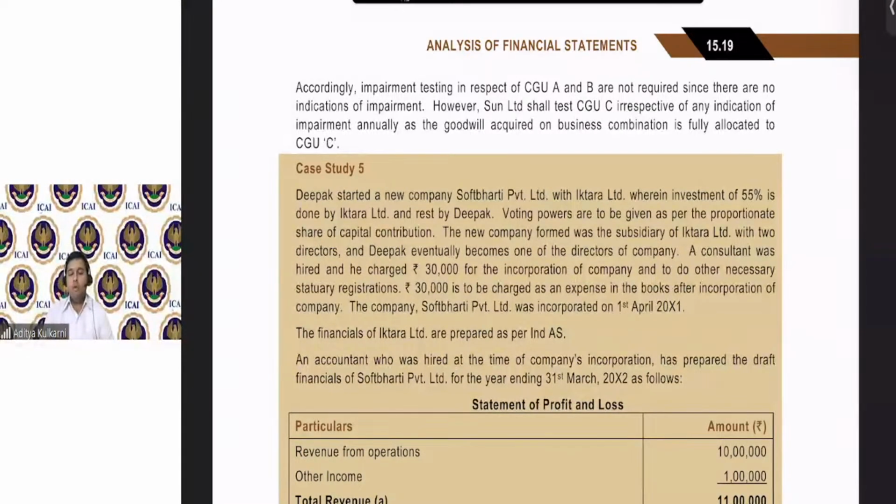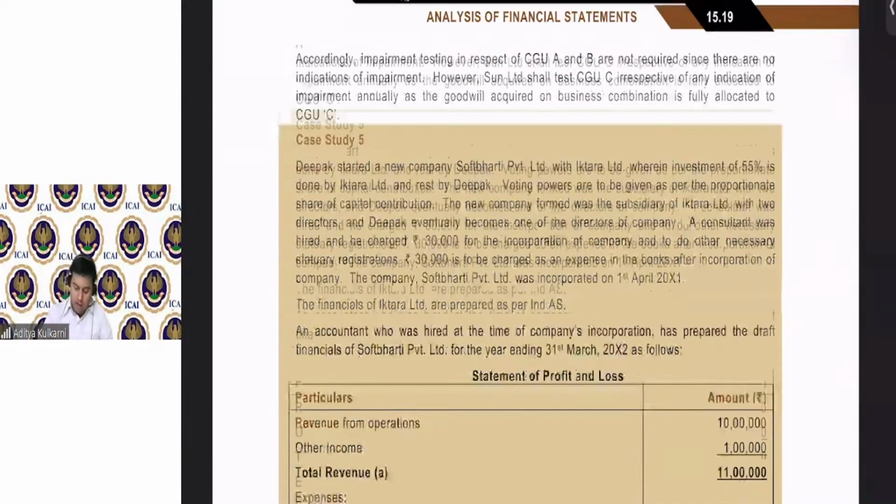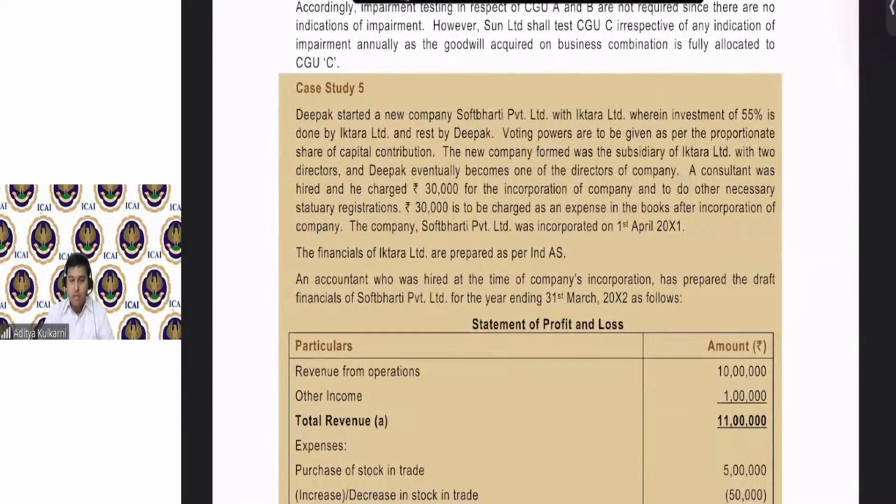Yes. So with that, we shall see 2 to 3 case studies today. And after that, I will see if I can put anything onto homework for you, and then we'll check what is there. All right. So coming to case study 5, let us pick this up.